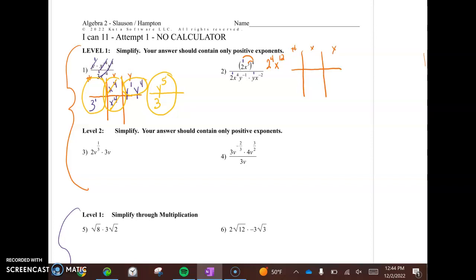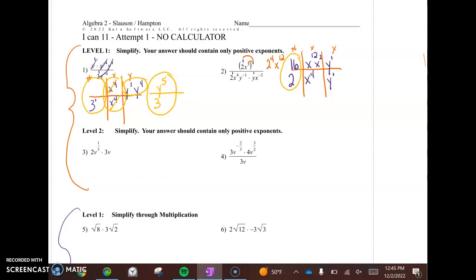So just working left to right, 2 to the 4th. I'm just going to go ahead and put 2 to the 4th. That's 2 times 2 times 2 times 2. X to the 12th. In my denominator, 2 to the 1st is 2. X to the 4th will stay where it is. Y to the negative 1 will move to the top. This other y to the 1st will stay in the bottom, and my x to the negative 2 will move to the top. And now, again, I have 3 houses to clean up.